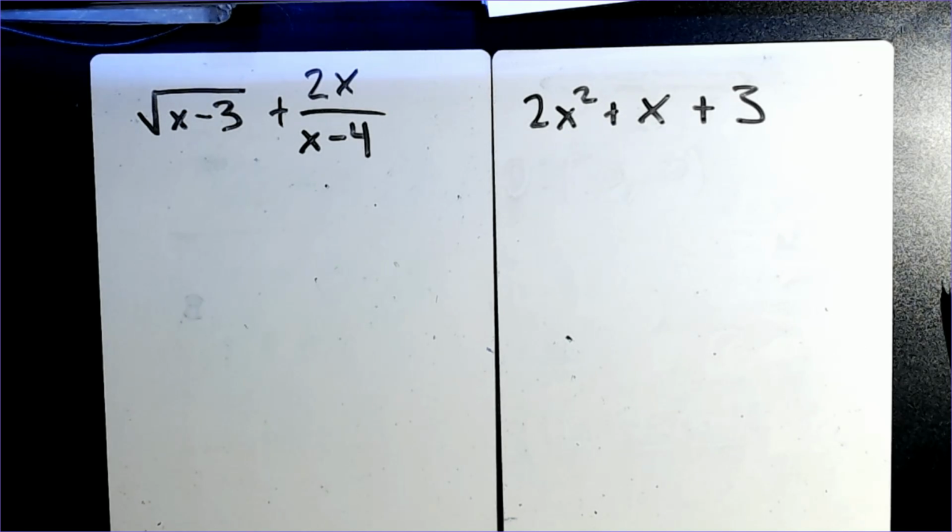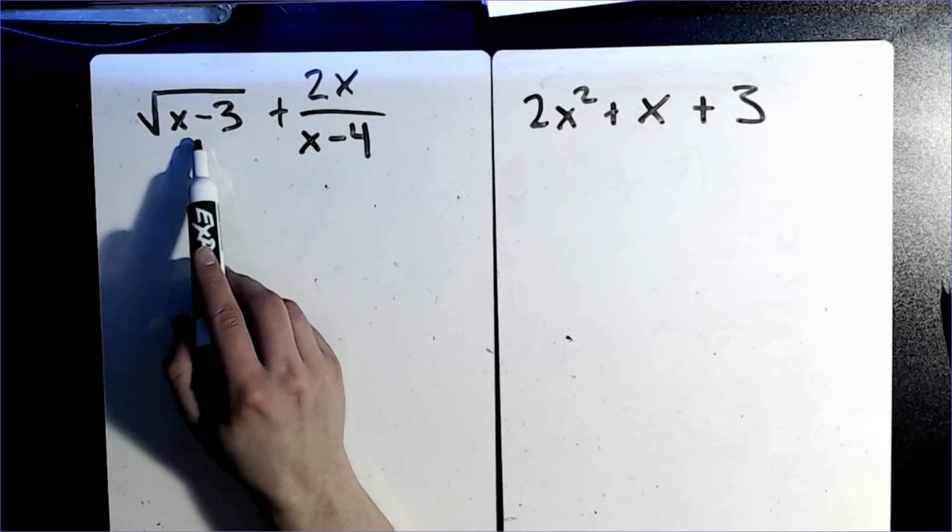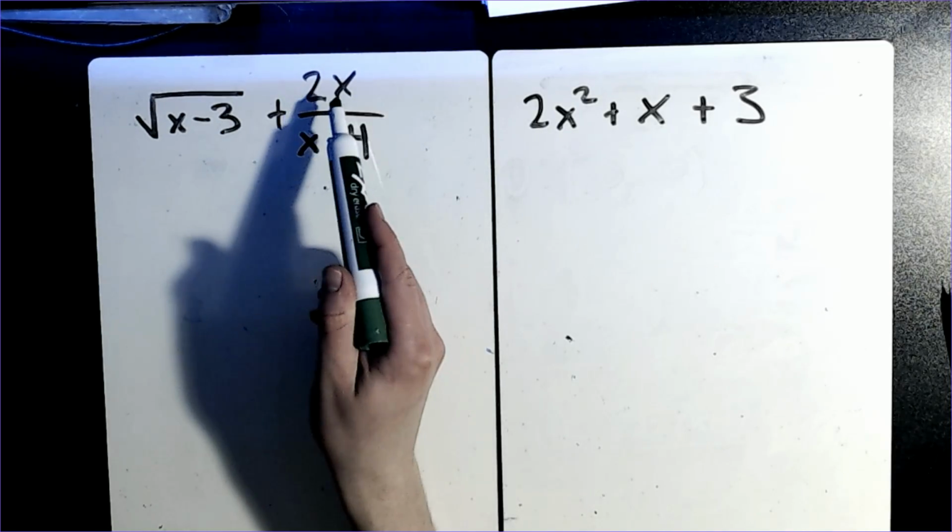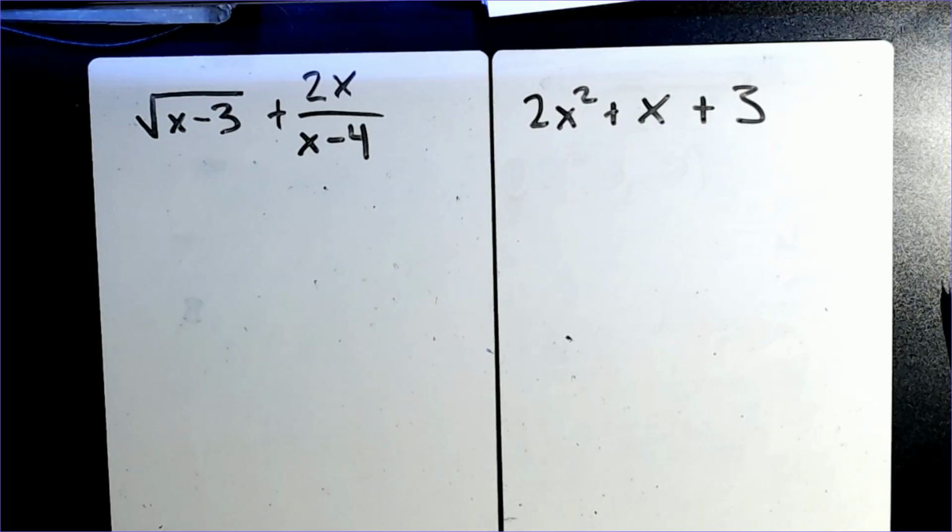Okay, in this video we're just going to do a few quick examples of finding the domain of a function. Hopefully this won't take very long. So what we're going to do is look at this function here, the square root of x minus 3 plus 2x over x minus 4. How would we find the domain of that function?